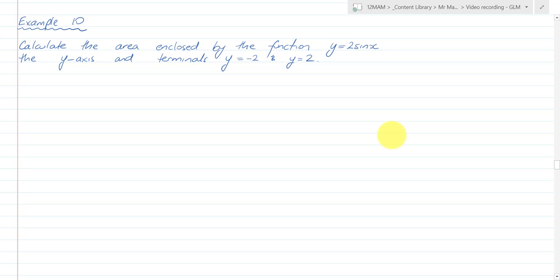Hi and welcome to video 7 in my video series on definite integration and the area below curves. You'll notice now that I've split these examples up as they've taken me a while. So I did example 9 in the previous video and I'm going to do example 10 in this video.